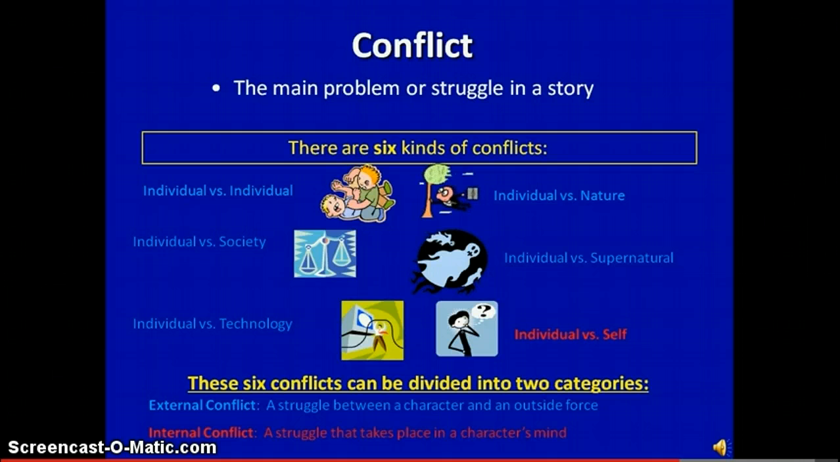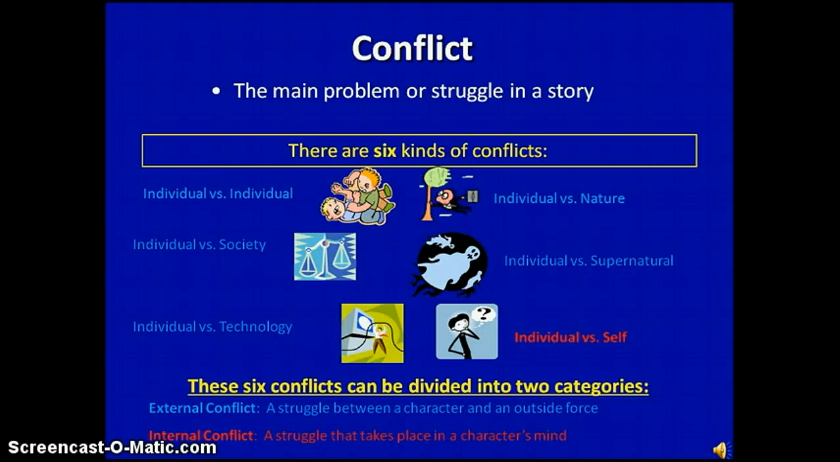Now, you'll notice that these 6 conflicts can be divided into 2 categories, an external conflict or an internal conflict. External conflicts are all the ones labeled here in blue. These are caused by outside forces. The character does not control his or her own problem. Then you can also have an internal conflict. This is a struggle that takes place in a character's mind or within a character. So whenever a character has a decision to make, this or that, do the right thing, do the wrong thing, or choose between or among many things, it's an internal conflict. So when you think internal conflict, think decision, think choice to make.